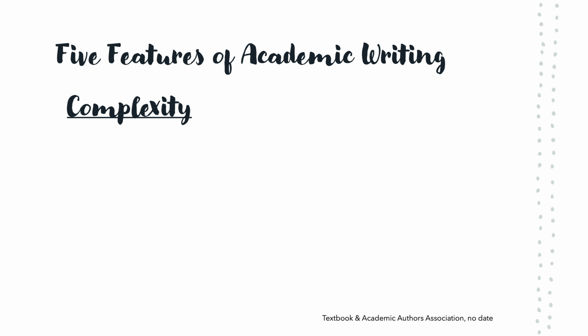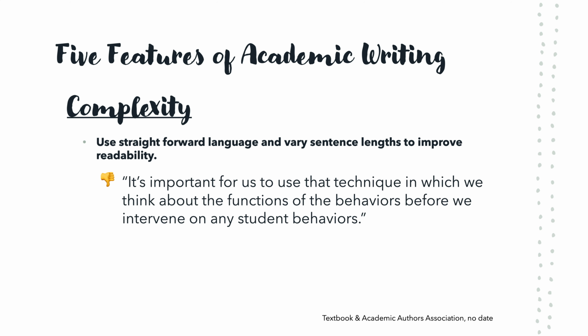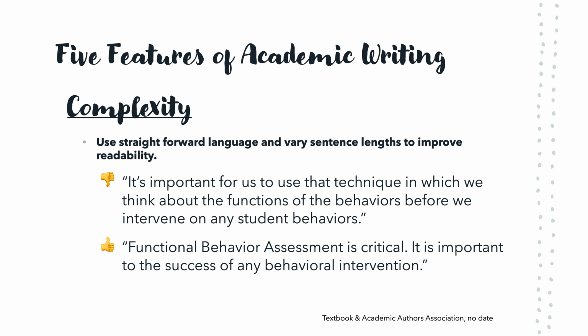The next feature of academic writing is complexity. We want you to use straightforward language and vary sentence lengths to improve readability. So, for example, this isn't a great sentence. It's important for us to use that technique in which we think about the functions of the behaviors before we intervene on any student behaviors. We can make that into 2 sentences that are of varied lengths that communicates the thought much more efficiently. Functional behavior assessment is critical. It is important to the success of any behavioral intervention.